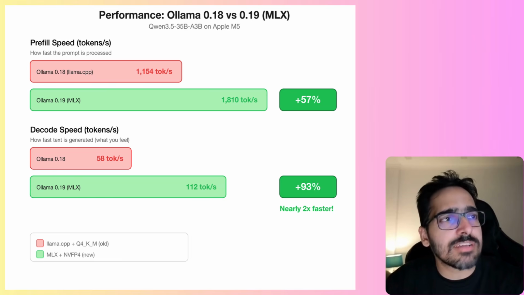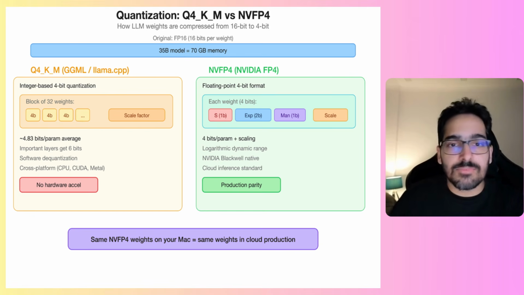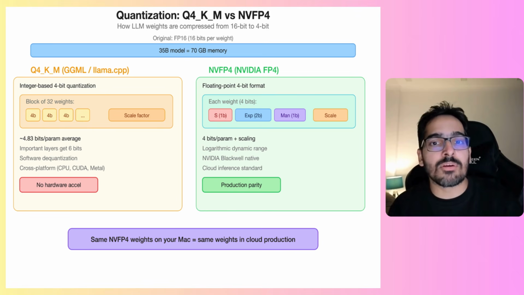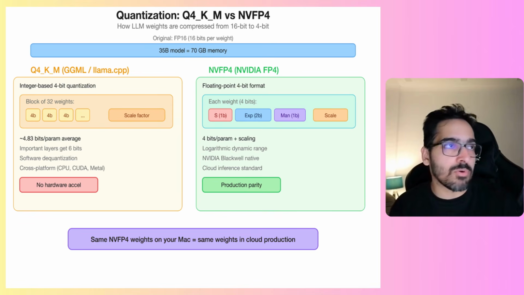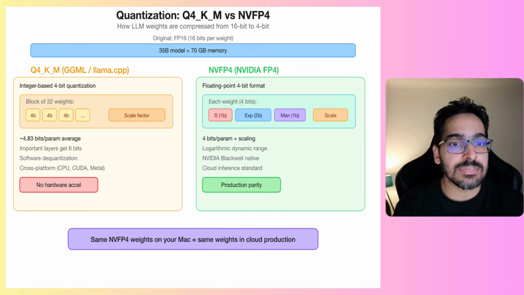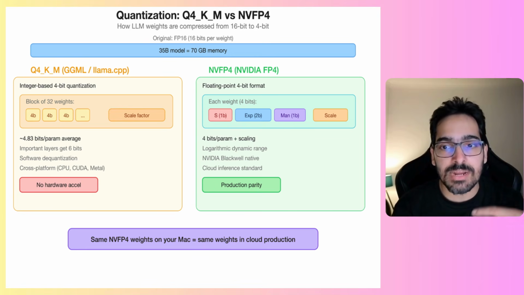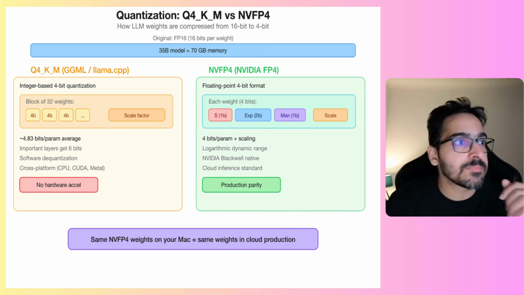Now let's actually try to understand that quickly. When you run an LLM model locally, the weights are compressed from 16-bit to 4-bit to save the memory. This is called quantization, like I mentioned. So NVFP4 is NVIDIA's 4-bit floating point format. This is what most of the cloud inference providers also use.